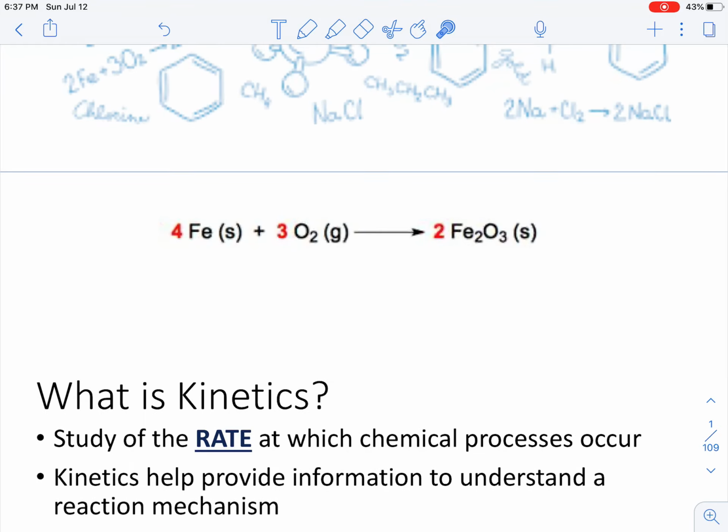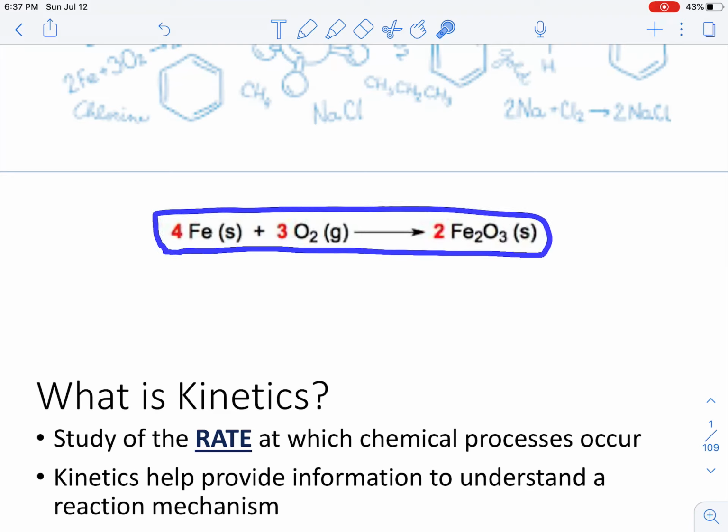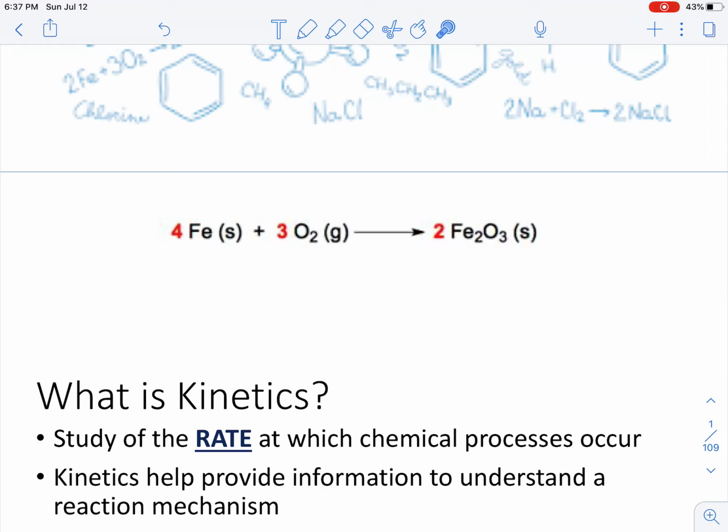And so the mechanism of a chemical reaction provides greater detail than what a balanced chemical equation can give us. This is only describing a summary of what's happening. It's not telling us how these ions and how these oxygen molecules are coming together to form iron 3 oxide.